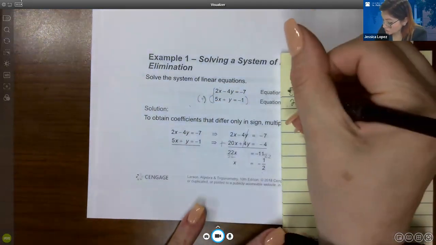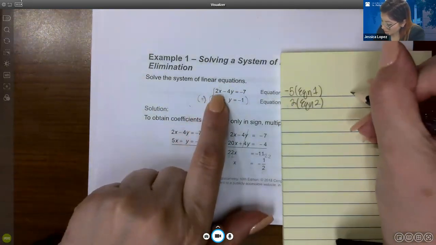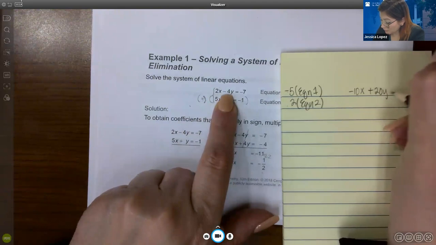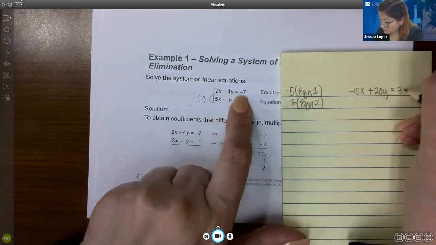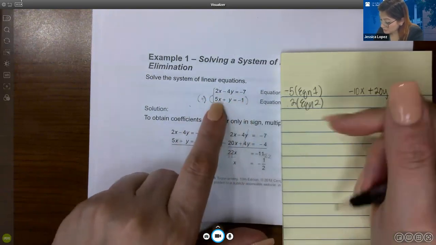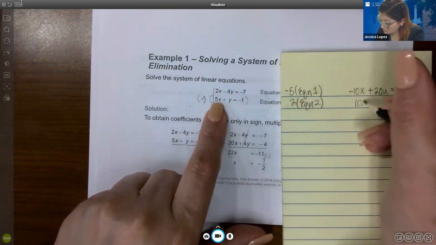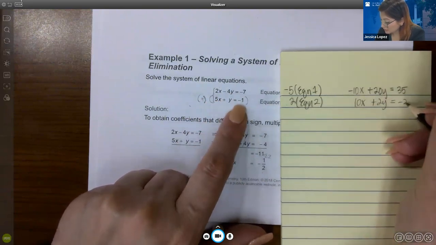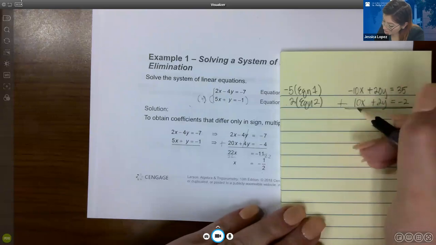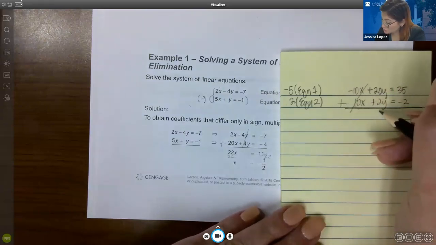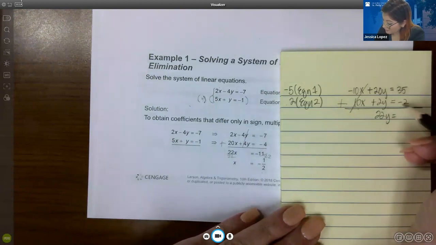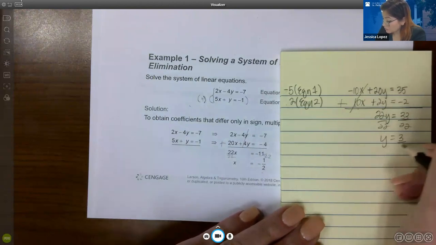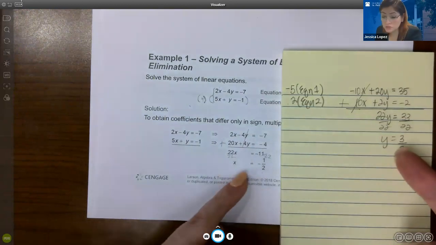Okay. So I'm just going to choose the top. If I multiply this by negative 5, I would get negative 10x. If I were to multiply this by negative 5, I would get positive 20y. And if I were to multiply this by negative 5, I would get positive 35. Then if I were to multiply equation 2 by 2, I would get positive 10x, positive 2y, and 2 times a negative 1 is negative 2. So the negative 10x plus 10x cancels, 20y plus 2y is 22y, and then 35 minus 2 is 33. If I divide by 22 and I reduce, I get 3 over 2. And so then that would be the y that corresponds, okay?